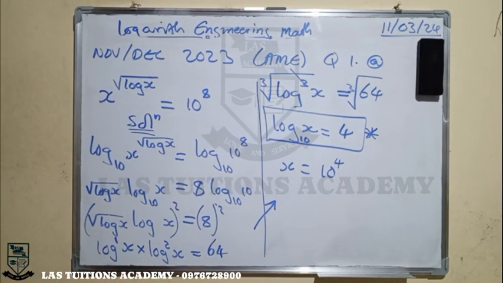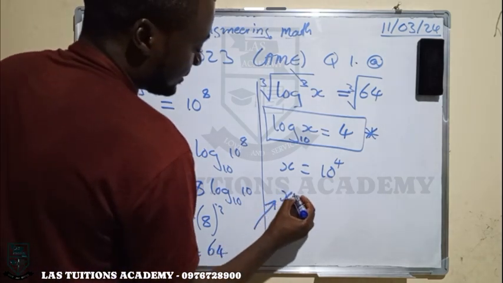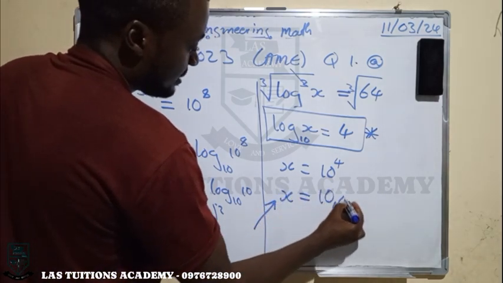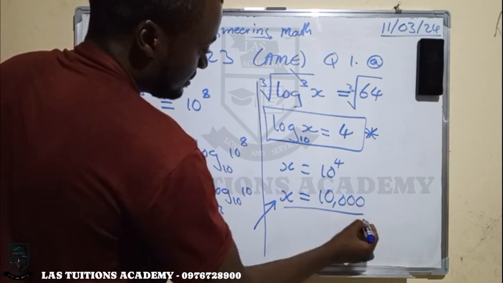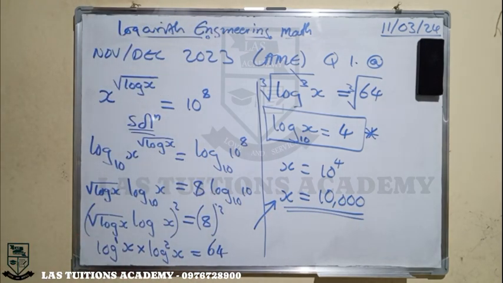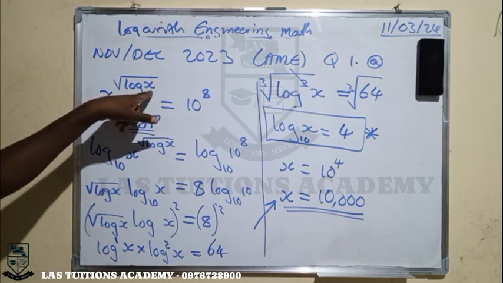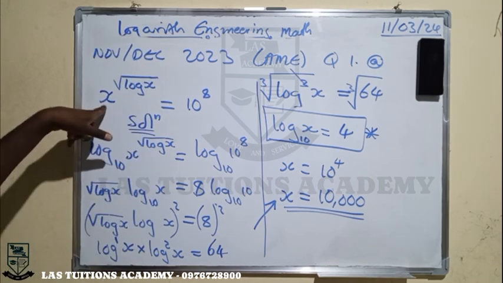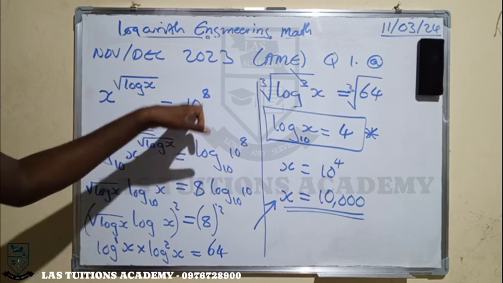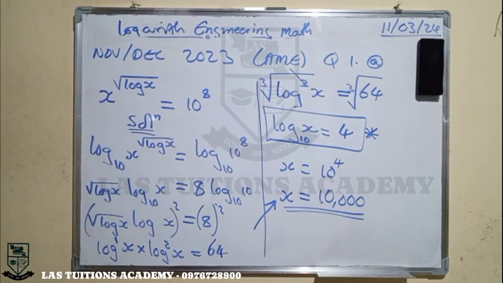Okay, who has a different answer from that one? Anyone with a different answer from that one? Okay, so that means everyone agrees, and it's correct. So now what would be the value of x? Simply 10,000. So the value of x is 10,000. When you put log 10,000, the square root there, and you put 10,000 here, it will be exactly the same as 10 to the power 8. Exactly, without a difference.